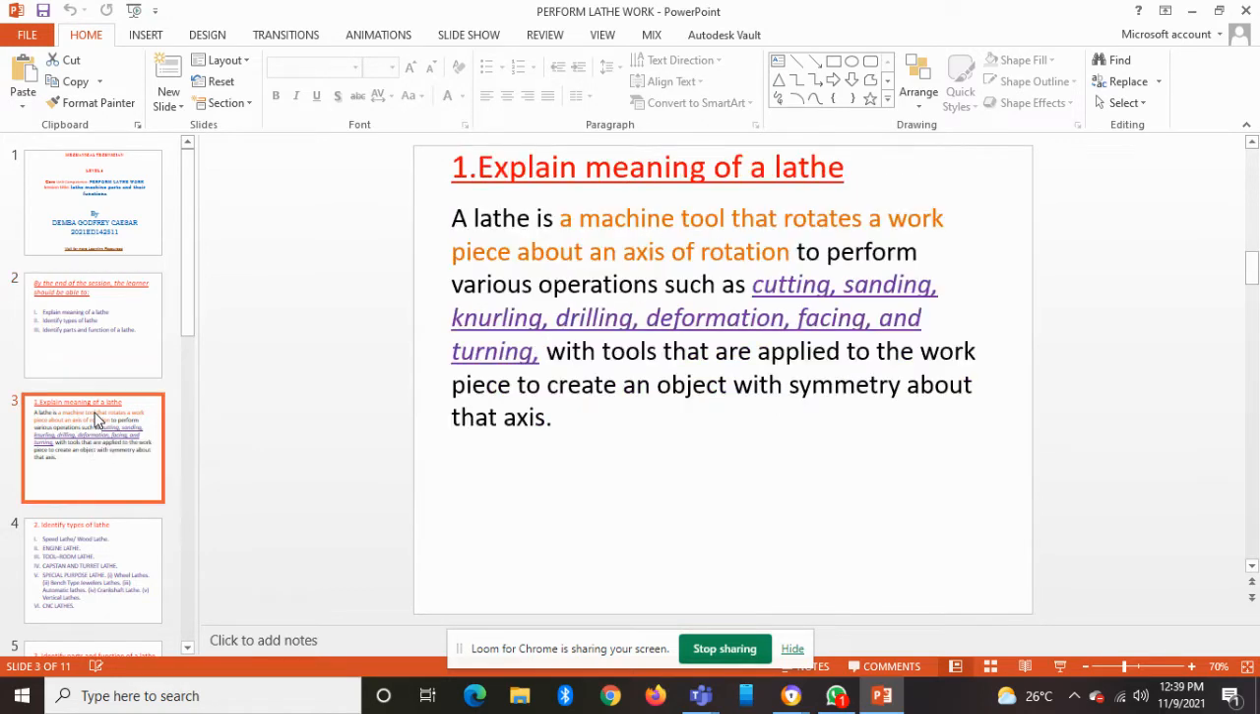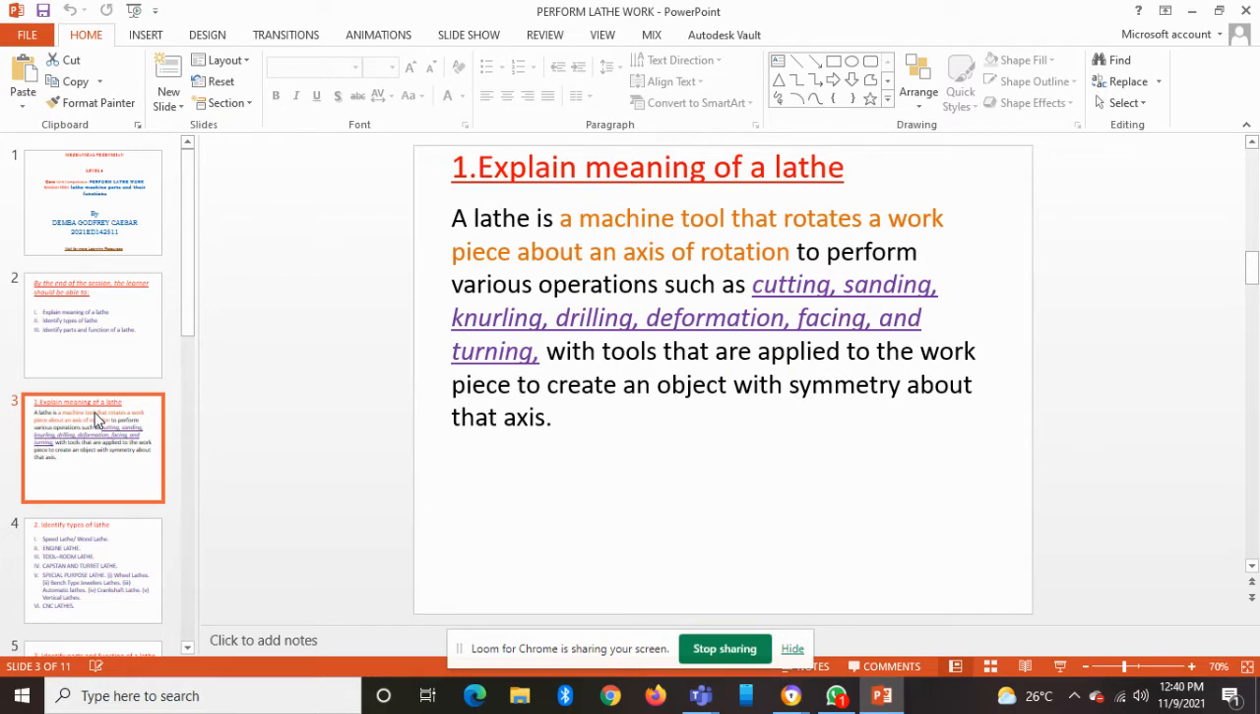Good. In order to answer this question adequately, a lathe is a machine tool that rotates a workpiece about an axis of rotation to perform various operations such as cutting, sanding, knurling, drilling, deformation, facing, and turning, with tools that are applied to the workpiece to create an object which is symmetrical about that axis.